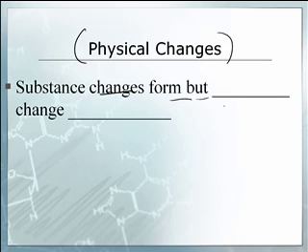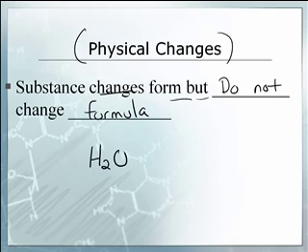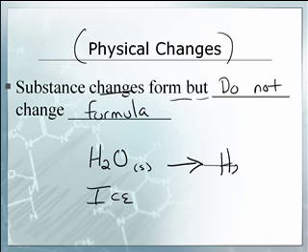Okay? All right, in a physical change, what goes on? Substance changes form, but does not change formula. The example of this is if I take solid water. Now, what's that better known as? Ice. And we use a little arrow, a little chemical symbol, and it can turn very easily into liquid water.